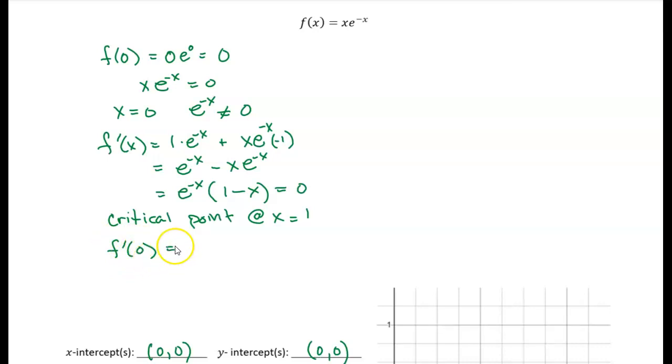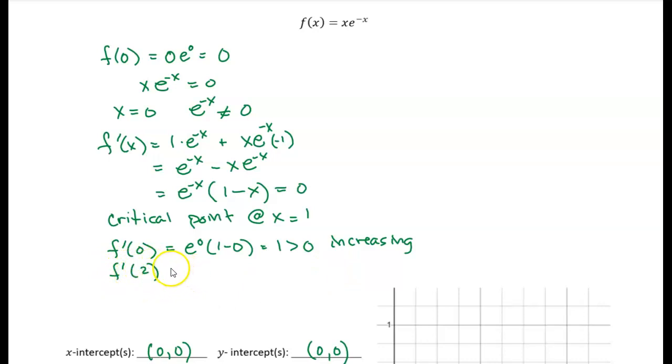So let's look at the first derivative at 0. That's easy enough. E to the 0 times 1 minus 0 is just equal to 1, and that's greater than 0. So the function is increasing. The function itself is increasing to the left of 1. Now we can choose another point on the other side of the critical point.